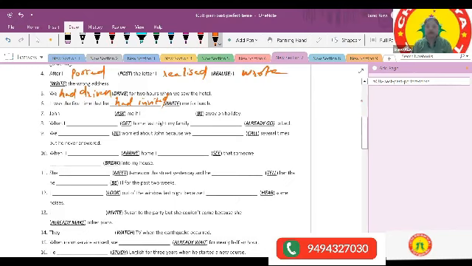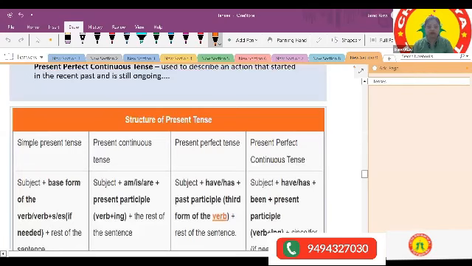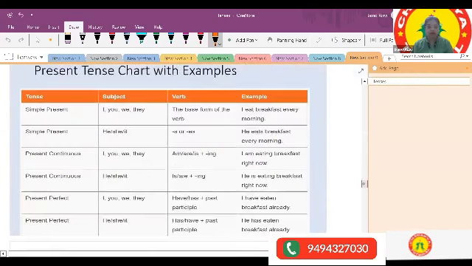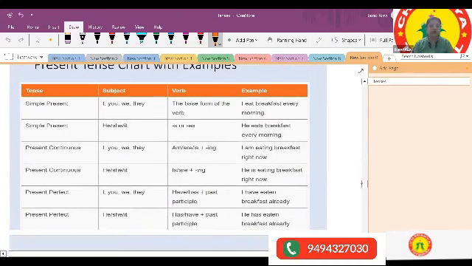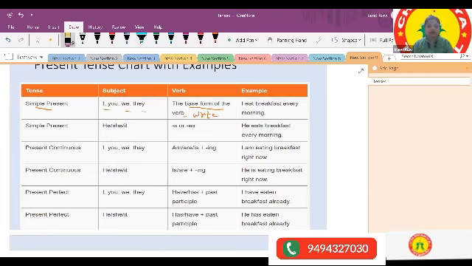Okay, now we are talking about tenses. I hope you know we are doing tenses here. Now this is the simple present tense here. And the subject is what? I, you, we, they. Then we have the base form of the verb. It could be like write. Or like in the example, we have eat.